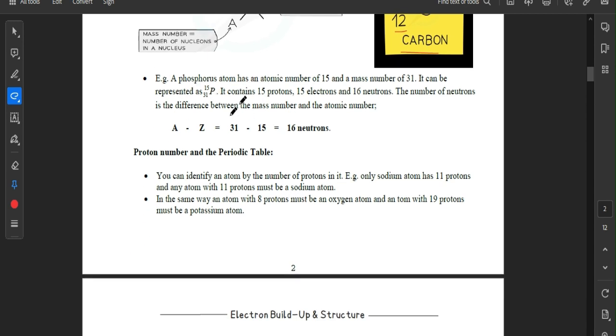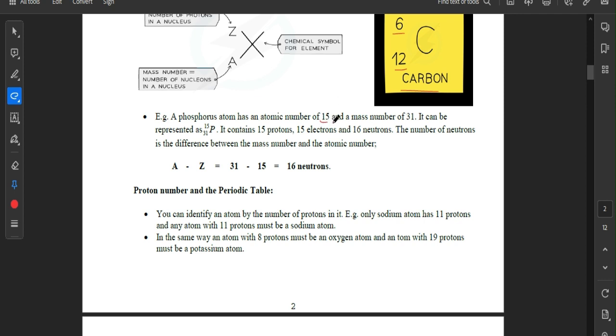Example: a phosphorus atom has an atomic number of 15 and a mass number of 31. It can be represented as 31 P 15. It contains 15 protons, 15 electrons, and 16 neutrons. The number of neutrons is the difference between the mass number and the atomic number, A minus Z.